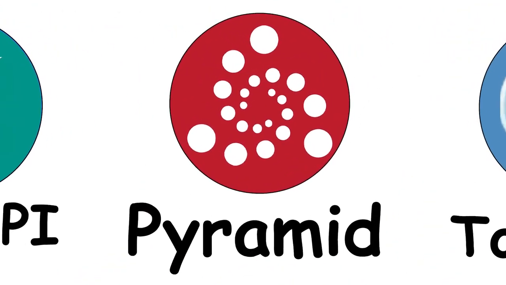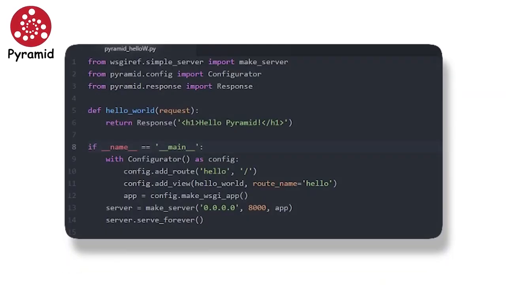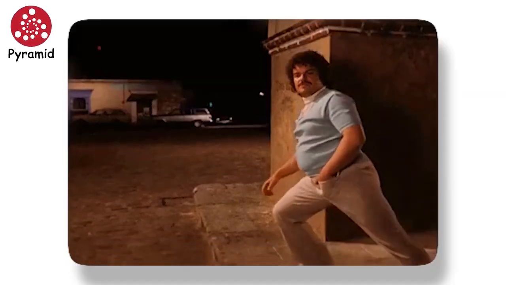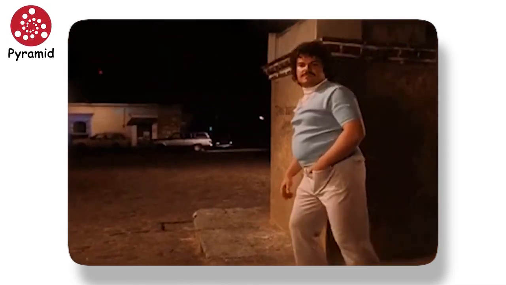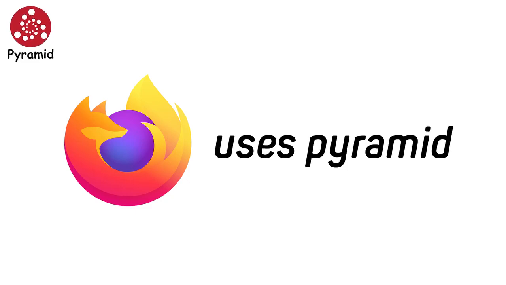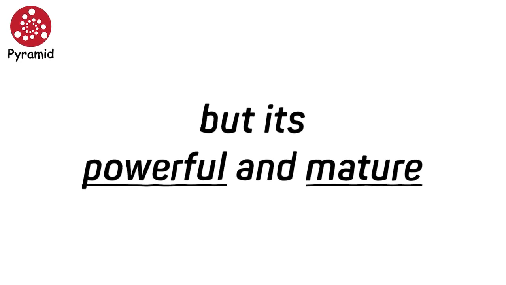Next up is Pyramid. This one is interesting because it takes a different approach entirely. Pyramid doesn't force opinions on you like Django does, but it also has more structure than Flask when you need it. It's incredibly flexible and can scale from a tiny application to something massive without requiring a complete rewrite. Mozilla uses Pyramid for some of their projects. Think of it as the professional choice for experienced developers who know they might need to scale, but want the freedom to architect things their way. It's not the most popular framework, but it's powerful and mature, and that matters when you're building something serious.